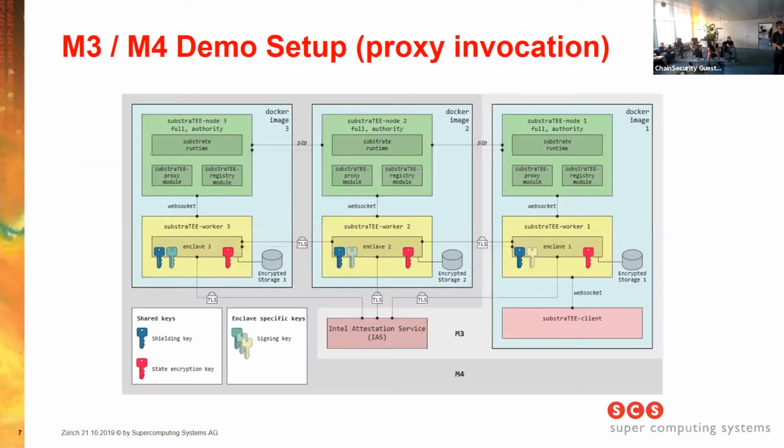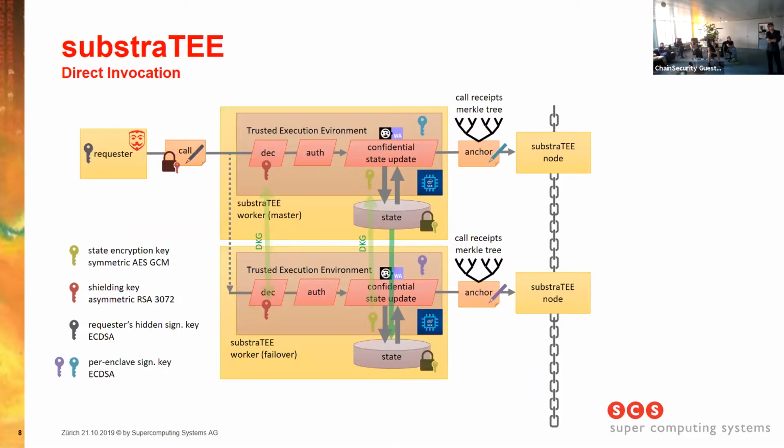So the next evolution will be direct invocation. Right now we need several transactions. We need one to supply the call, and we need another one to confirm that the call has been processed. And if we want to achieve scalability, then we need direct invocation. That's more of a concept slide that hasn't been implemented yet.